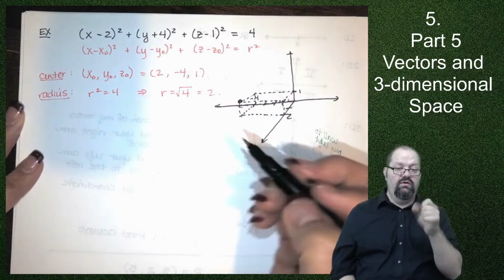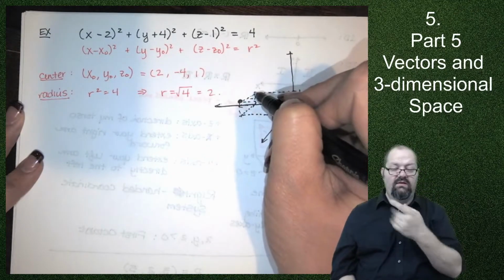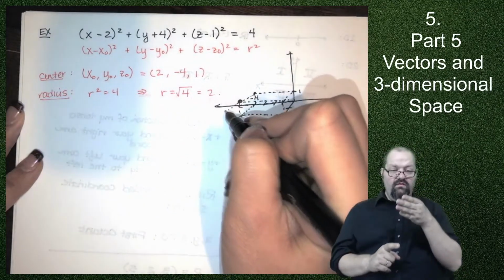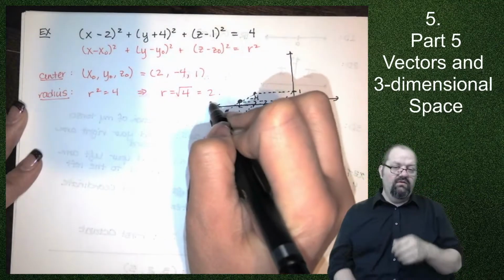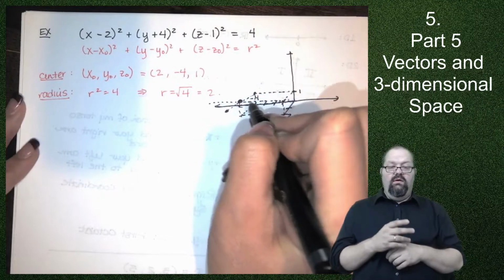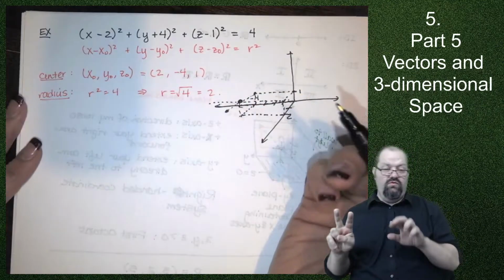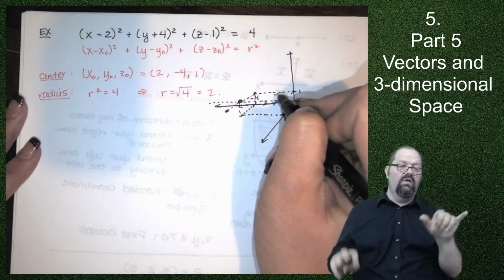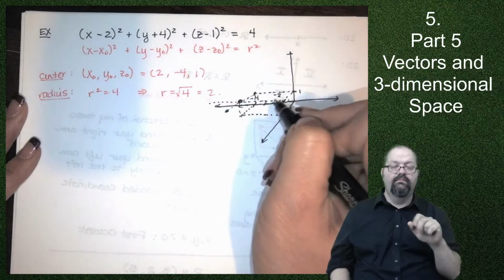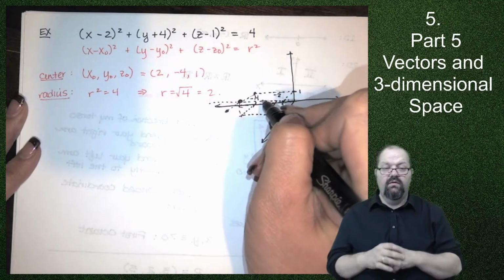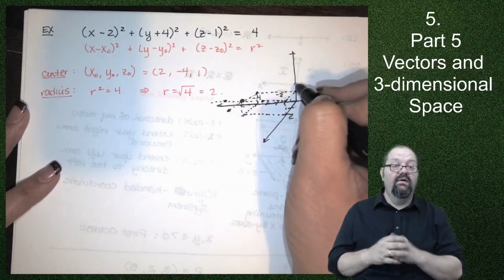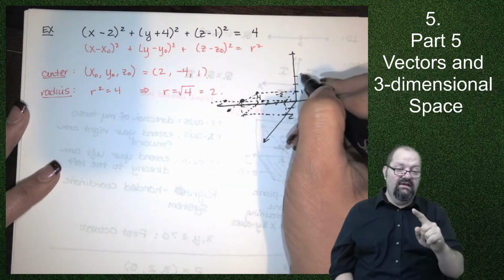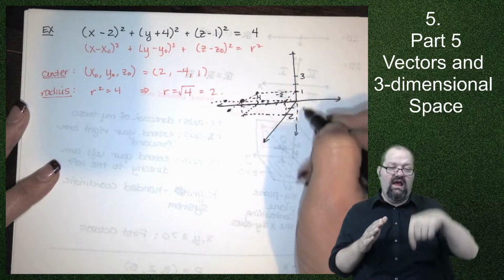And we want to go 2 units in all directions. So we want to go back 2 units to here and forwards 2 units to here. That's in the x direction. Left 2 units and right 2 units for the y. So we're going to go to -2. Oh, it's hard to draw. And then we're going to go up 2 in the z direction and down 2 in the z direction.